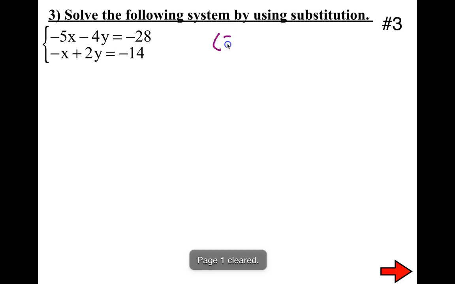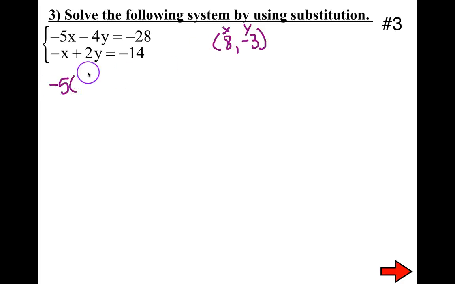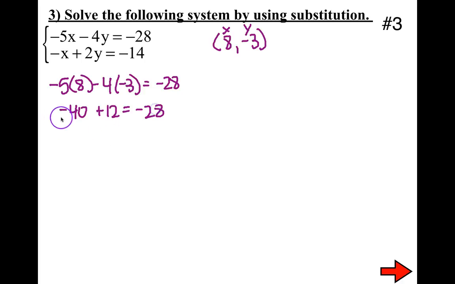So let's do that. If we had 8 comma negative 3, where x's are 8s and y's are negative 3s, let's see what we have. We have negative 5 instead of x, I'm going to write 8. Minus 4y, instead of y I'm going to put negative 3. Equals negative 28. So here we have negative 40 plus 12 equals negative 28. Here we end up with negative 28 equals negative 28, so it works out for the first equation.